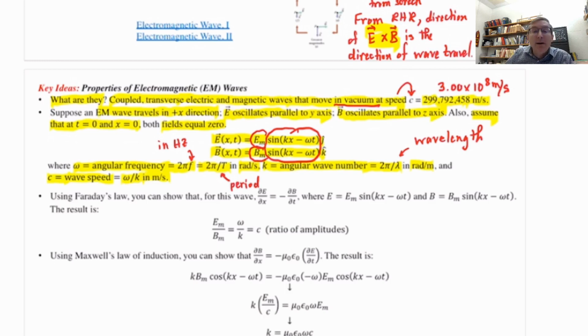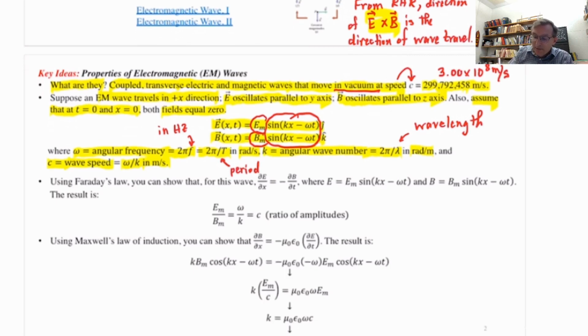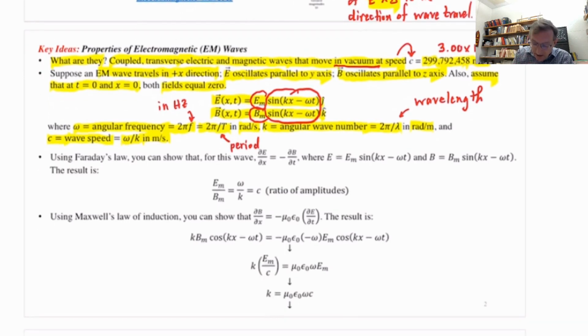Now I want to show you one more thing about these two waves and what we can learn about them together. This is what Maxwell did for the first time. Using Faraday's law, which of course Maxwell would have known and understood very well, you can show that for this wave, the following two partial derivatives must be equal. Remember, partial derivative. The partial of the electric field with respect to the x-coordinate must equal the negative of the partial derivative of the magnetic field with respect to the t variable, where we're using those expressions for the E and the B. So let's do those partial derivatives real fast, okay?